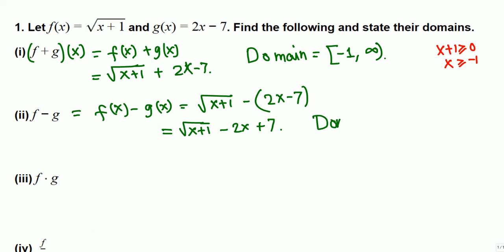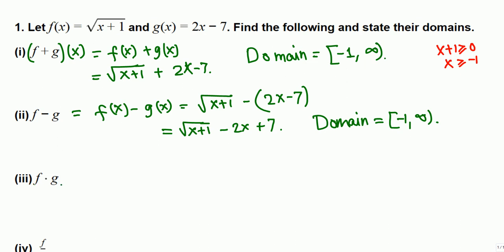Now we want to write the domain. Negative 2x plus 7, there is no problem, all real numbers are defined, these two terms are defined for all real numbers. Here is the problem, root x plus 1, this root is defined when x plus 1 is bigger than or equal to 0, same like the previous one. So domain is same thing, so domain will be negative 1 all the way to infinity.